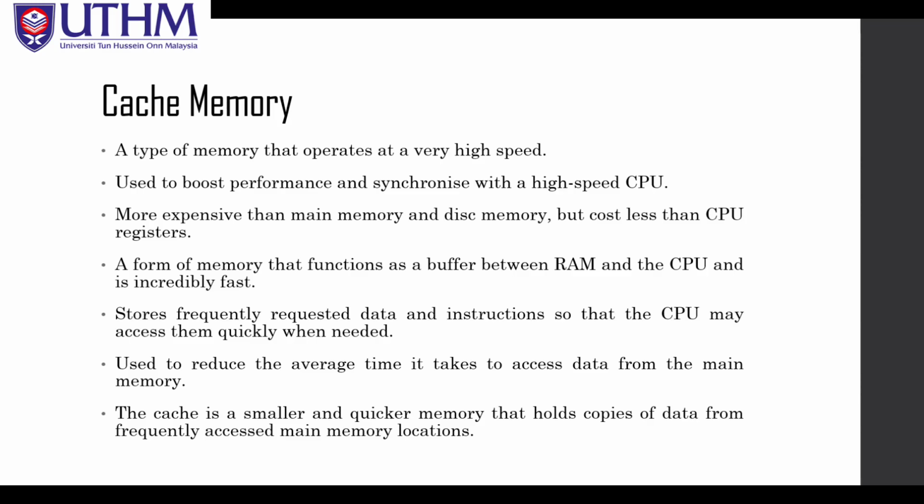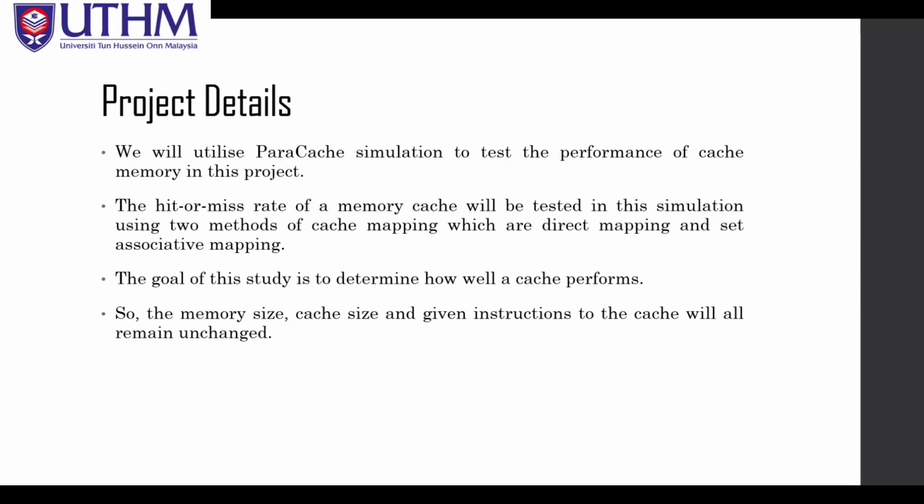Next, it is a form of memory that functions as a buffer between RAM and the CPU and is incredibly fast. Cache memory stores frequently requested data and instructions so that the CPU may access them quickly when needed. Cache memory is used to reduce the average time it takes to access data from the main memory. Lastly, the cache is a smaller and quicker memory that holds copies of data from frequently accessed main memory locations. So we proceed to project details.